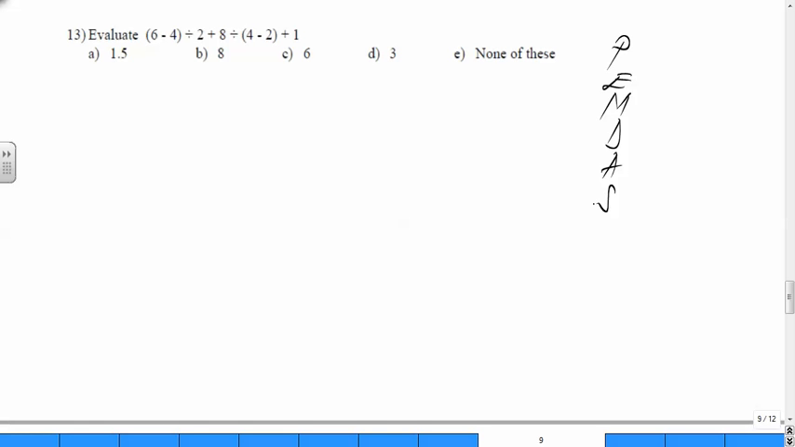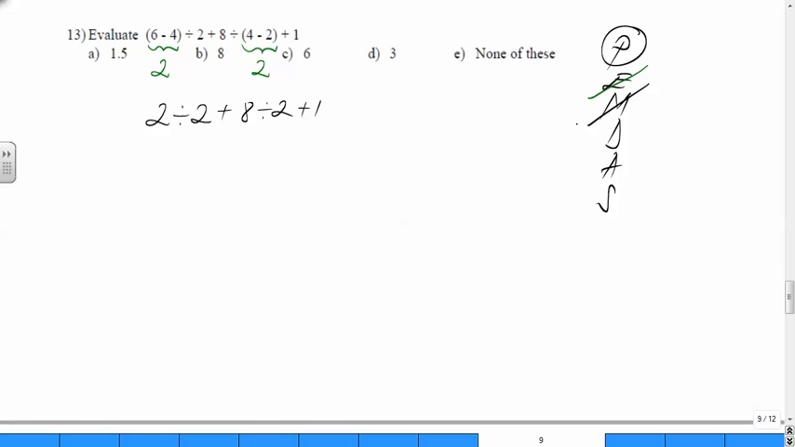Right, parentheses, thank you very much. We have two parentheses. 6 minus 4 is going to be 2. 4 minus 2 is going to be 2. Thank you very much. Do we have exponents? No, right? What else do we have? Well, let's rewrite the expression the way it looks right now. I have 2 divided by 2 plus 8 divided by 2 plus 1. It looks so pretty now.